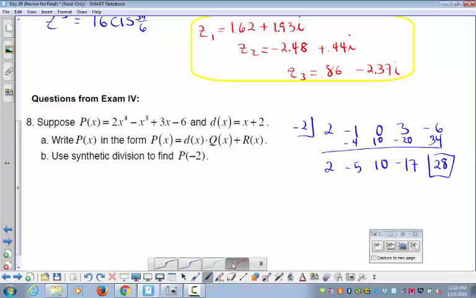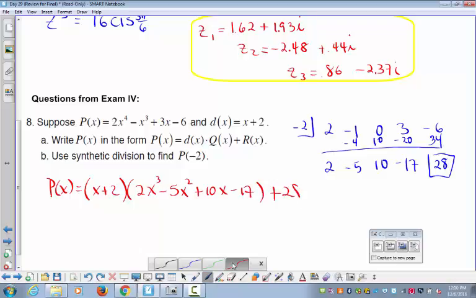Okay, so this tells us then that we can rewrite p as x plus 2. Make sure you get your signs situated here. This corner number is always the 0 of the corresponding factor. So then we've got our cube. That started as a fourth, so it should be 2x cubed minus 5x squared plus 10x minus 17 plus the remainder.